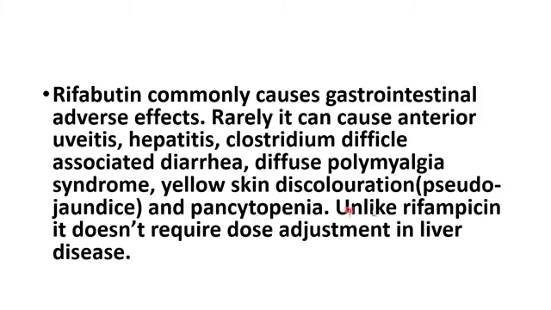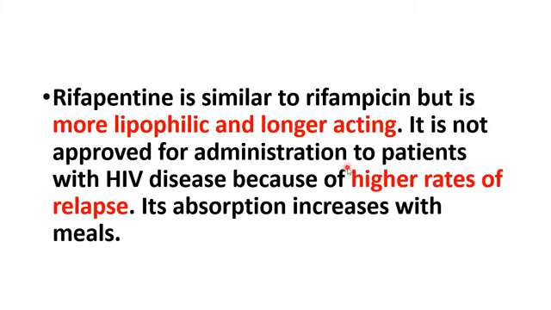pancytopenia. We know that rifampicin is metabolized in the liver. But rifabutin is not metabolized in the liver, so it does not require dose adjustment in liver disease like rifampicin. So it is one of the advantages compared to rifampicin. So the adverse effects of rifabutin are gastrointestinal side effects, anterior uveitis, hepatitis, Clostridium difficile associated diarrhea, diffuse polymyalgia syndrome, yellow skin discoloration called pseudojaundice, and pancytopenia.